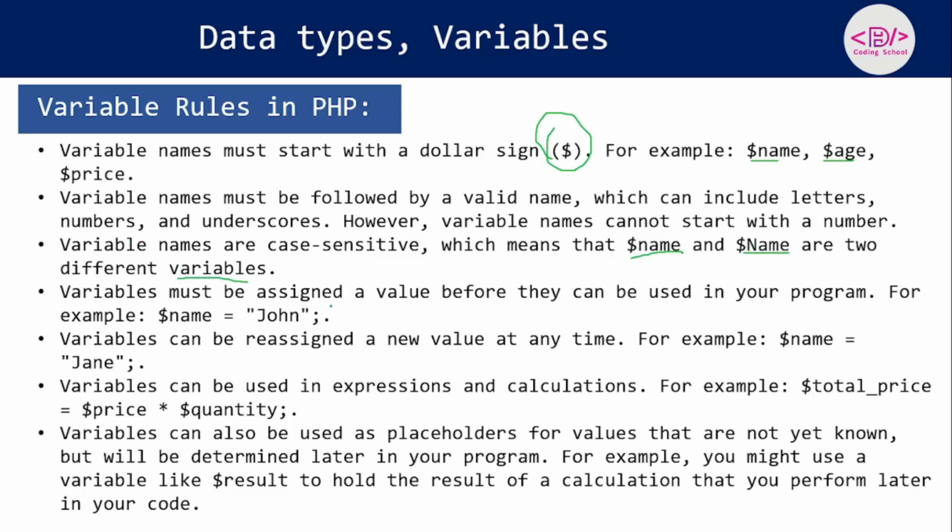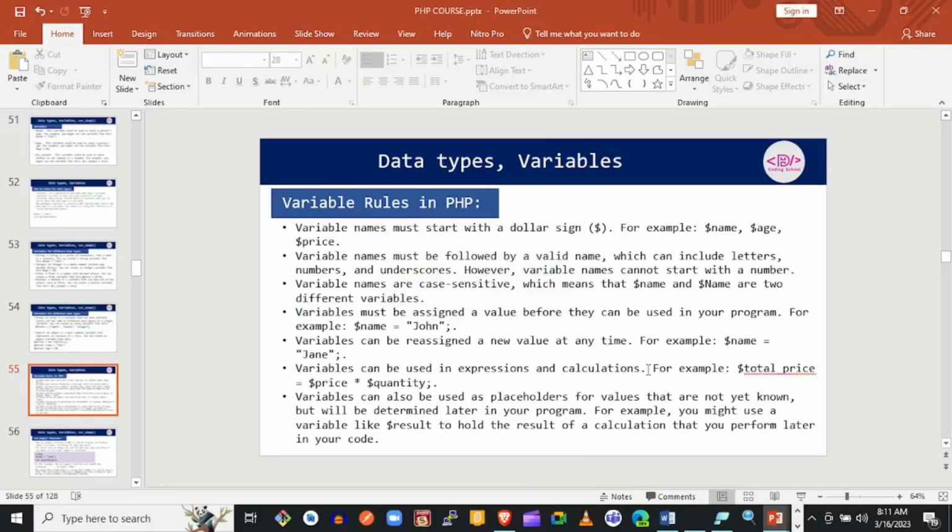Variables must be assigned a value before they can be used in your program. For example, you cannot start coding out name or using it before you define it. So you must first assign it a value. You can create it without a value, but before they are used, they must be assigned values. Okay? Next, variables can be reassigned a new value at any time.